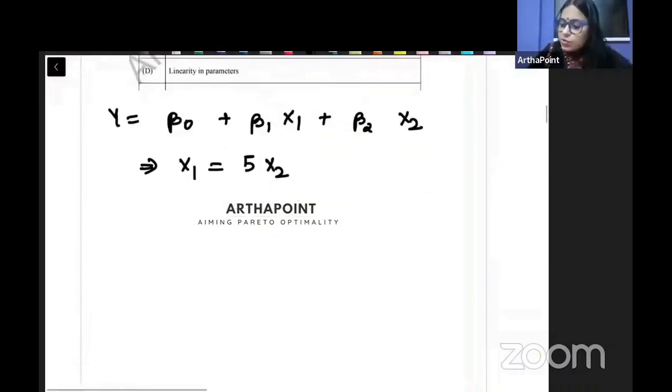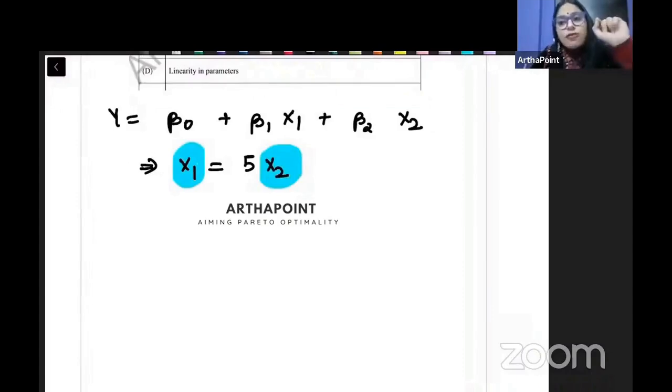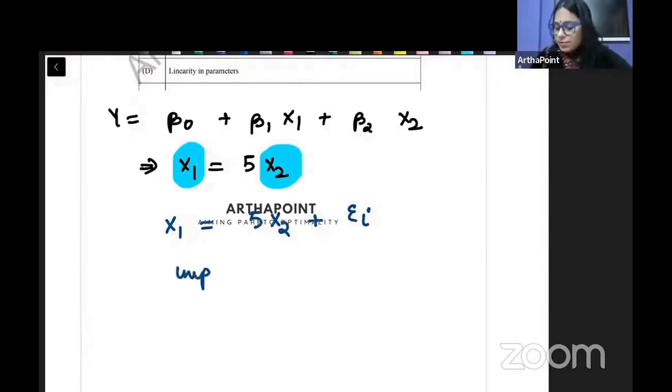Because you are able to derive a relation between x1 and x2, a fixed relation that x1 is 5 times x2. आपने एक fixed relation बता दिया है कि x1 जो है ना वो 5 times of x2 है. तो ये तो perfect multicollinearity हो गई. There is a perfect relationship between them. Suppose this would have been x1 is equal to 5x2 plus some error term. Now this is multicollinearity but imperfect.